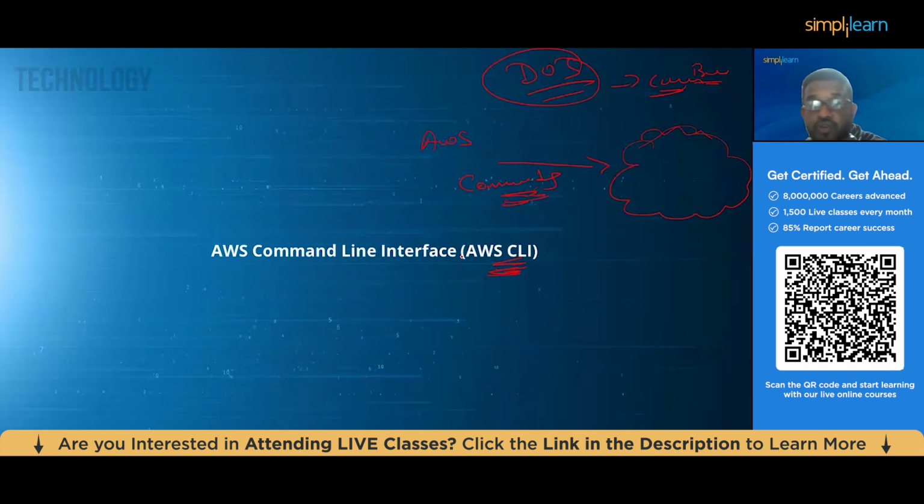One more point I want to specify here. CLI is very powerful compared to the AWS console also. Some of the features are not supported by the AWS console, but the features which are not supported by the console are supported in CLI. That is the reason CLI or SDK are used by the developers, right? Now, if you want to access the AWS services by using commands, we have two types. The first one is CLI, command line interface.